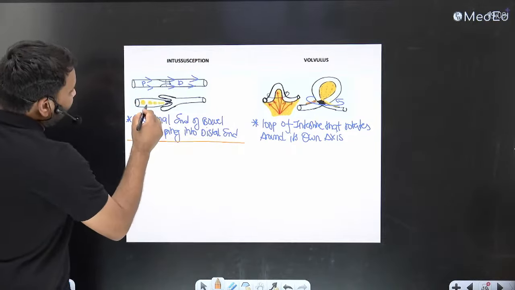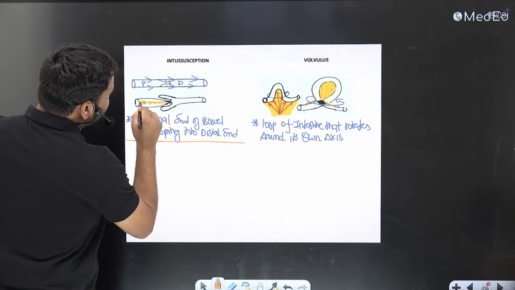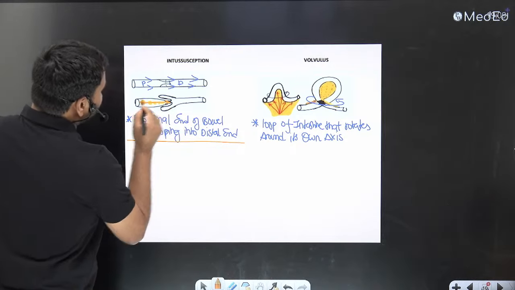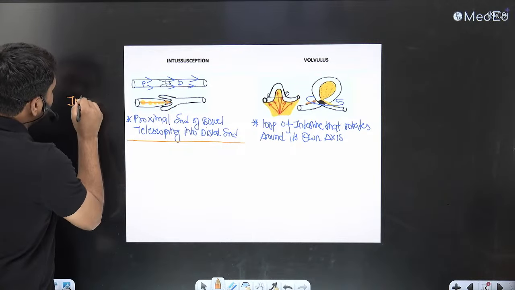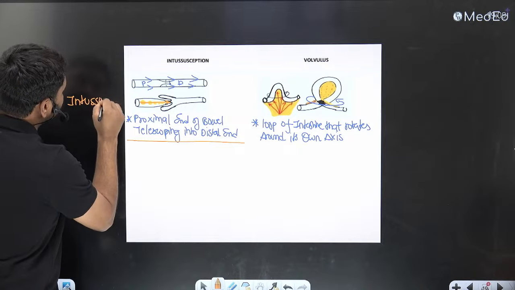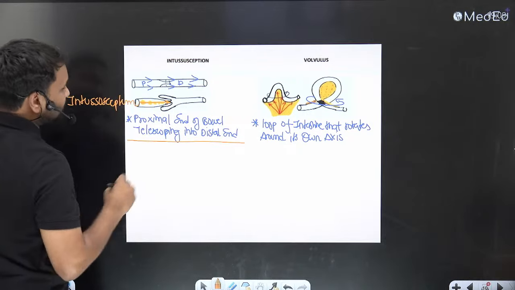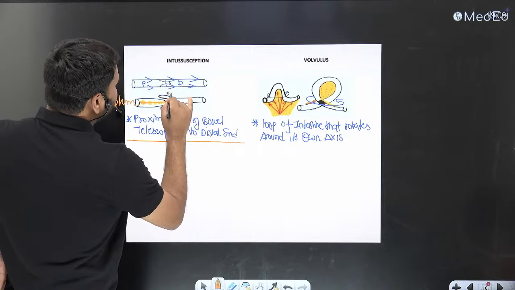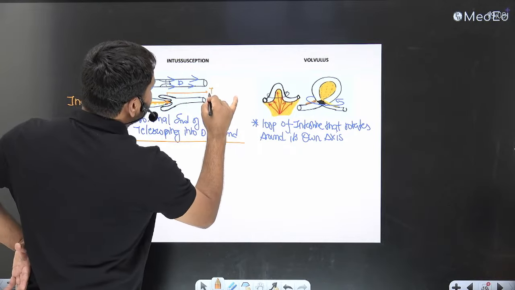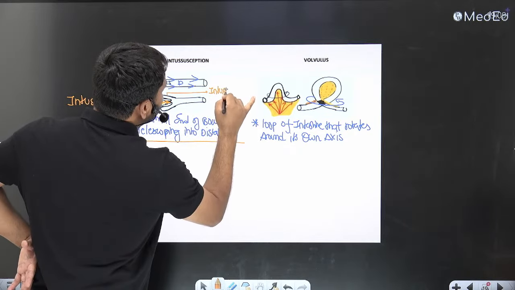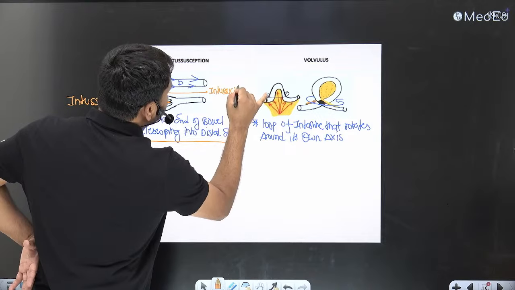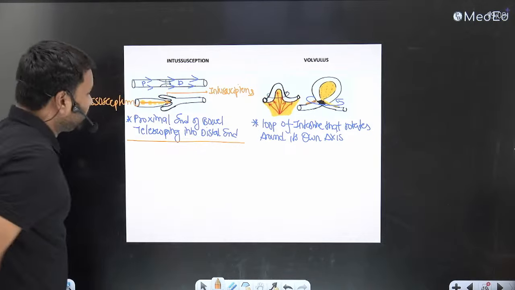Now, the part of the bowel that has gone inside, you see this part of the bowel that has gone inside, this is called the intussusceptum. And the part of the bowel that accommodates, this is called the intussuscipiens, right?